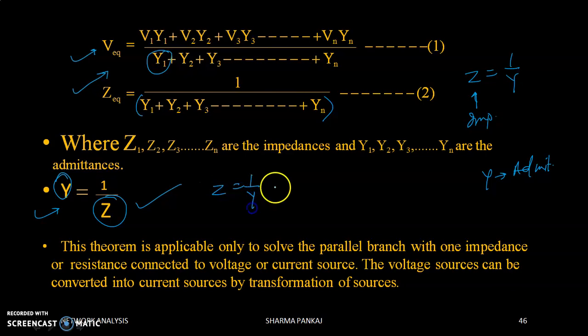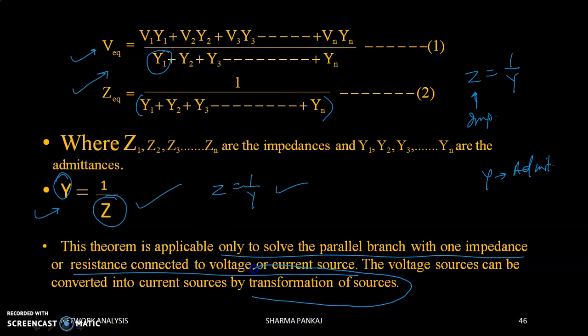This is the relationship. This theorem is applicable only to solve the parallel branch. Please mark this. This is applicable only to solve the parallel branch with one impedance or resistance connected to a voltage or current source. The voltage sources which are in the theorem can be converted into current sources by the source transformation method. We know this by the source transformation method.